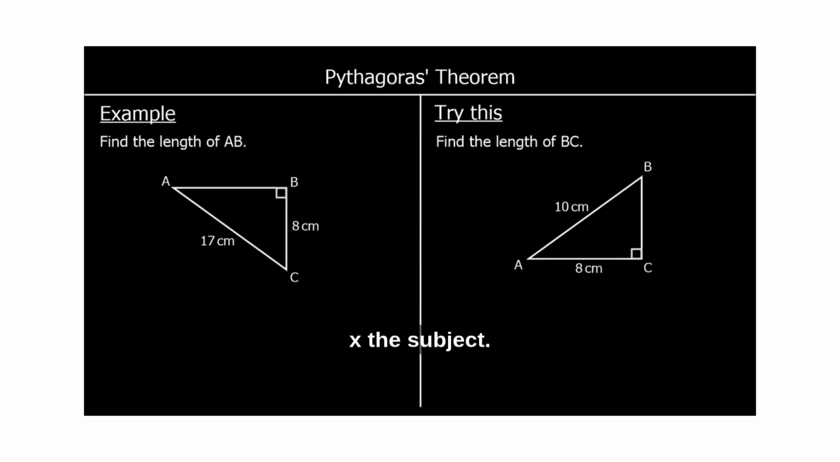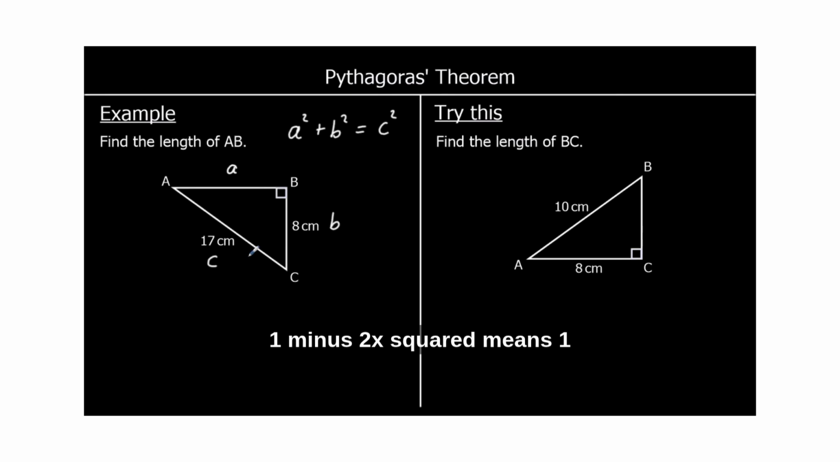Here we have a different example. This time we're working out one of the shorter sides. So we've been given the hypotenuse, the longest side, and we're working out one of the shorter sides. We can still use Pythagoras' theorem, so it's still a right angle triangle, so it's still true that a squared plus b squared equals c squared. So the two shortest sides squared and added together equal the longest side squared.